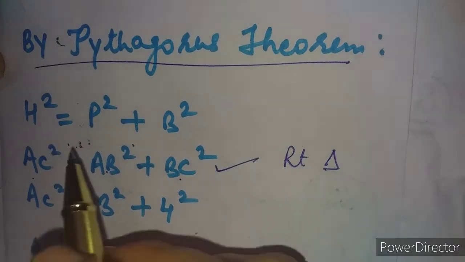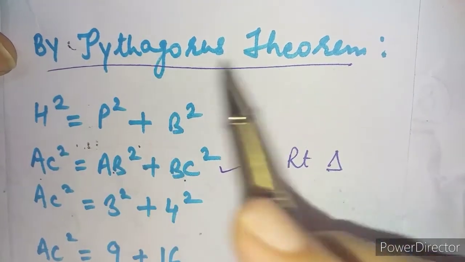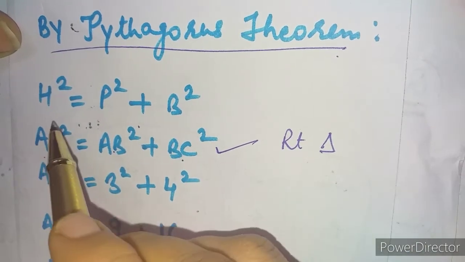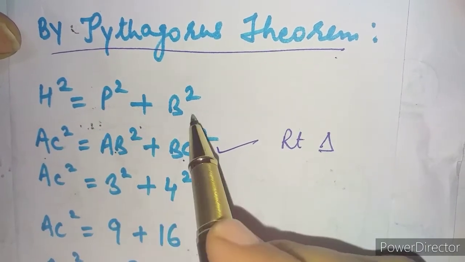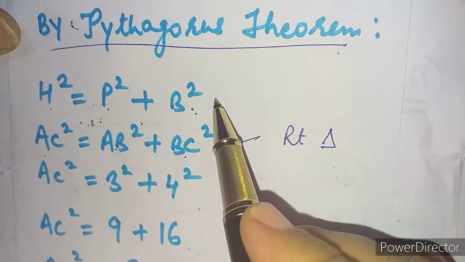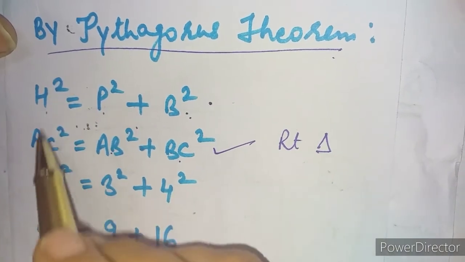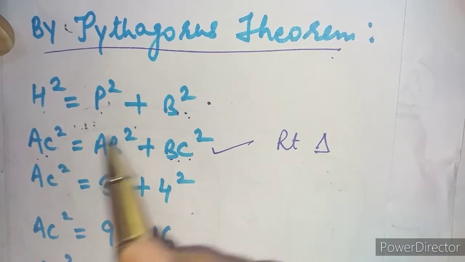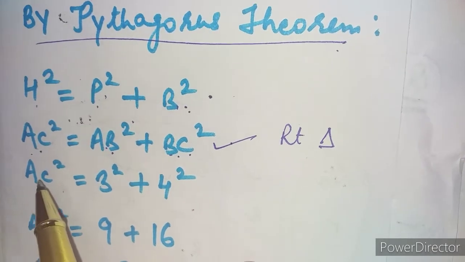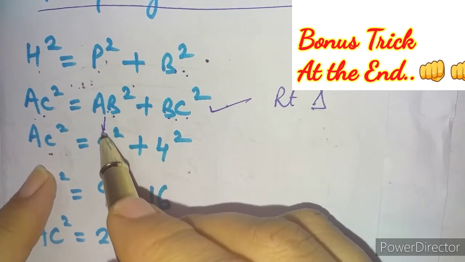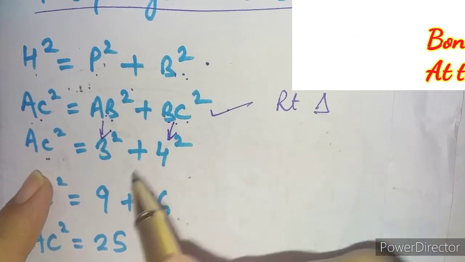Now we will start our answer by writing the Pythagoras theorem, and all of you know how to apply it. It is the relationship between the 3 sides of a right triangle: hypotenuse square is equal to perpendicular square plus base square. I have written hypotenuse as AC, perpendicular as AB, and base as BC, and taken the squares of all. AC was unknown, so we have not put anything, but the value of AB I have put as 3 and the value of BC as 4.